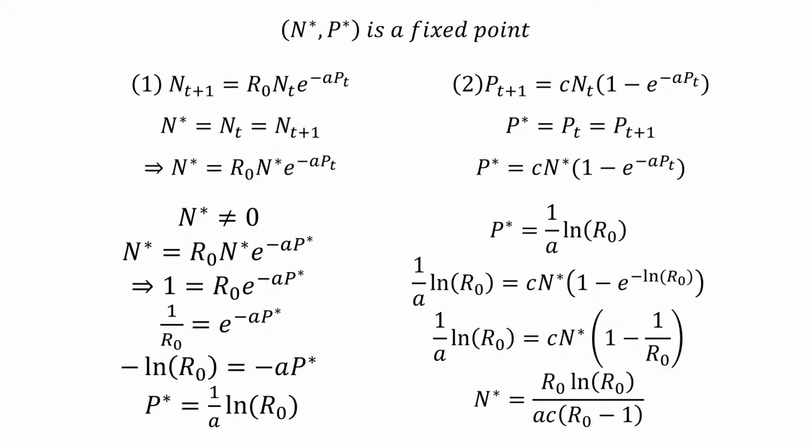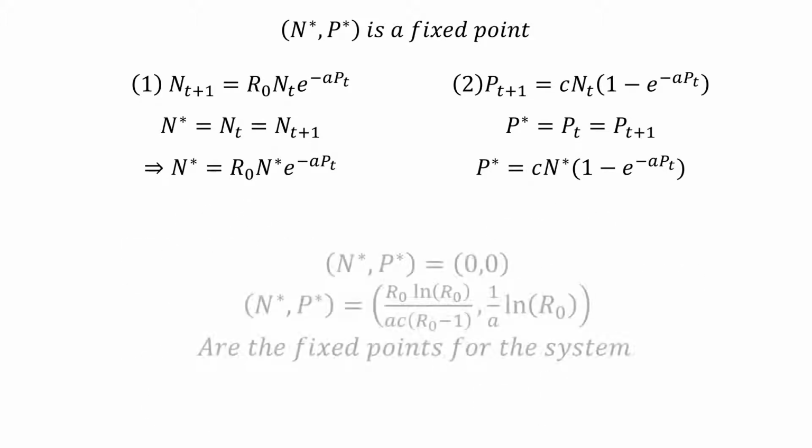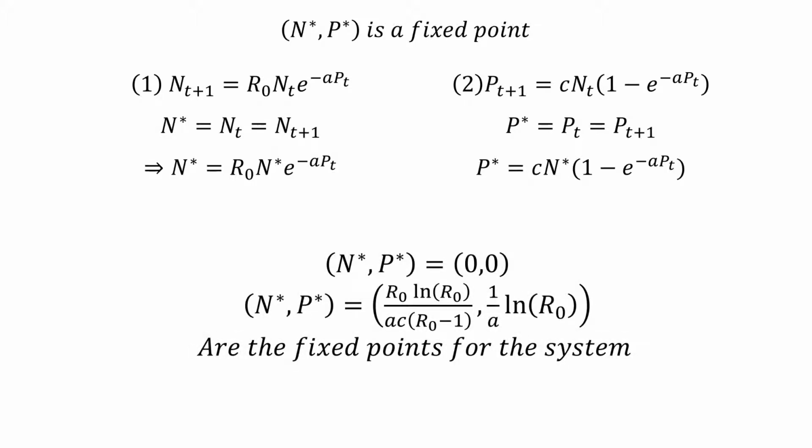So now we've found the two fixed points of the system. We can say that 0, 0 and r0 ln r0 over a c (r0 minus 1), and 1 over a times natural log of r0 is the other fixed point in the system. Note that this is only biologically relevant for when r0 is greater than 1, otherwise we would end up with negative numbers, and that's not possible in a system.